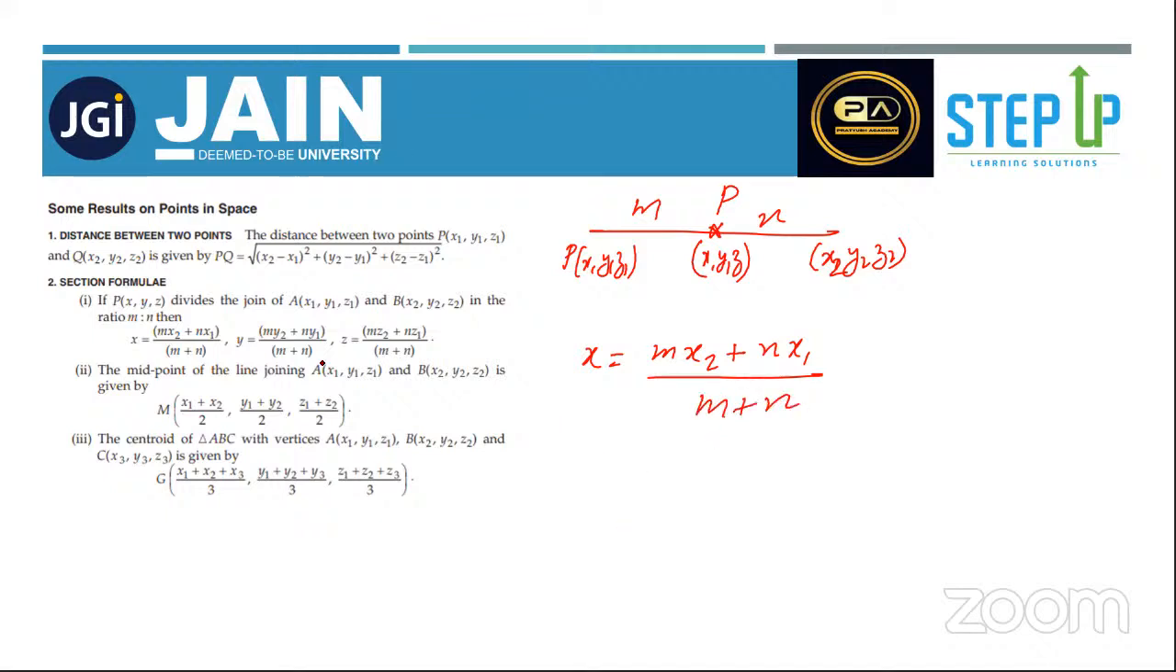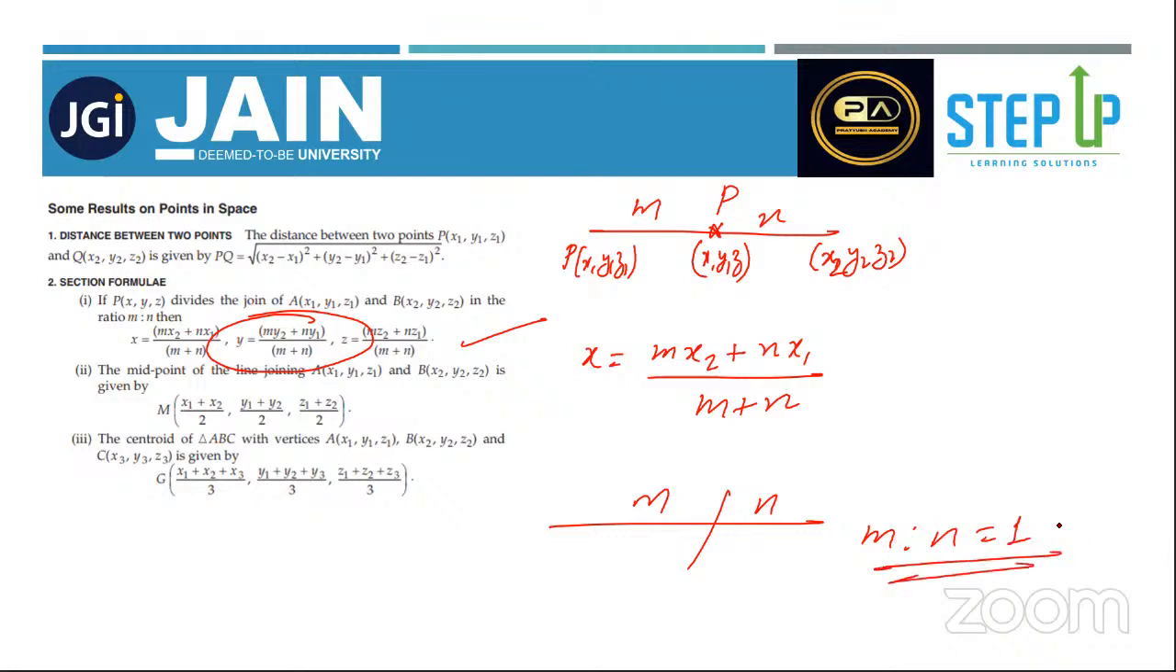What is y? Similarly, m into y2 plus n into y1 divided by m plus n, and so on. So this is the section formula. Now we have the next one, that is midpoint. If m is to n equal to 1 is to 1, that is called the midpoint. So for midpoint, m value will be 1, so it is x1 plus x2 divided by 1 plus 1, is 2. So that is midpoint.